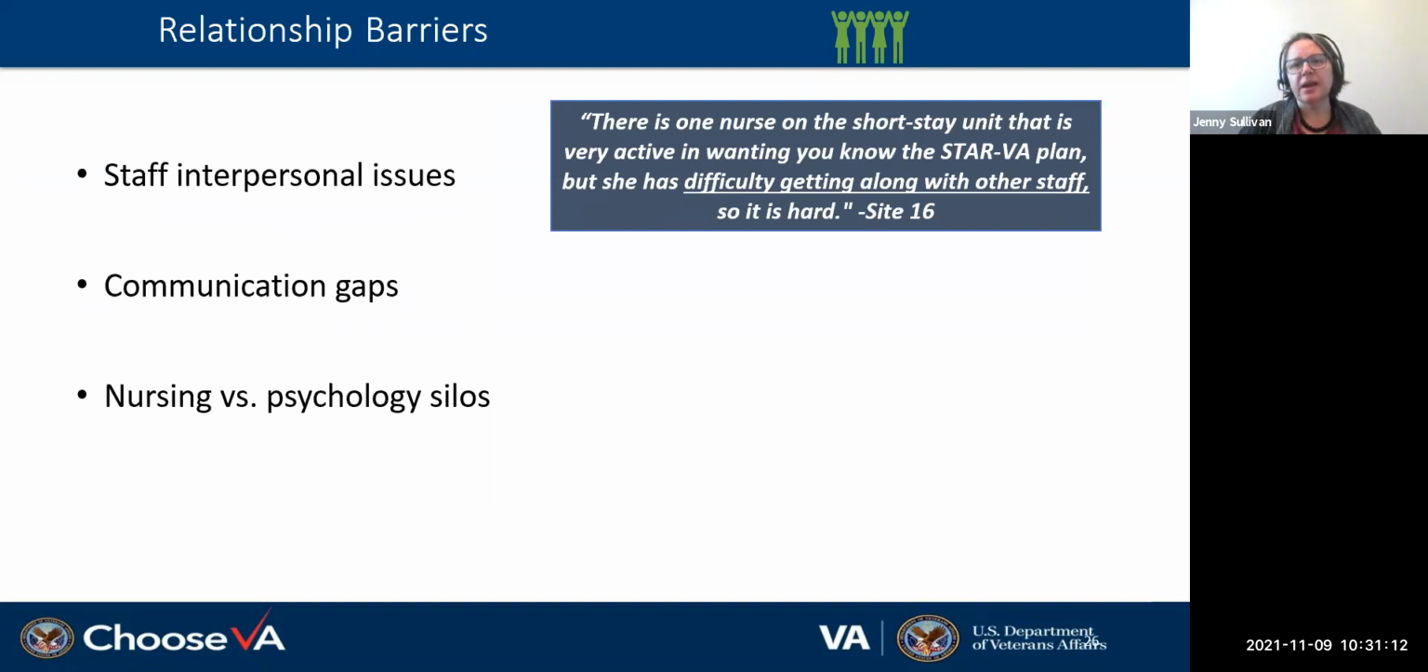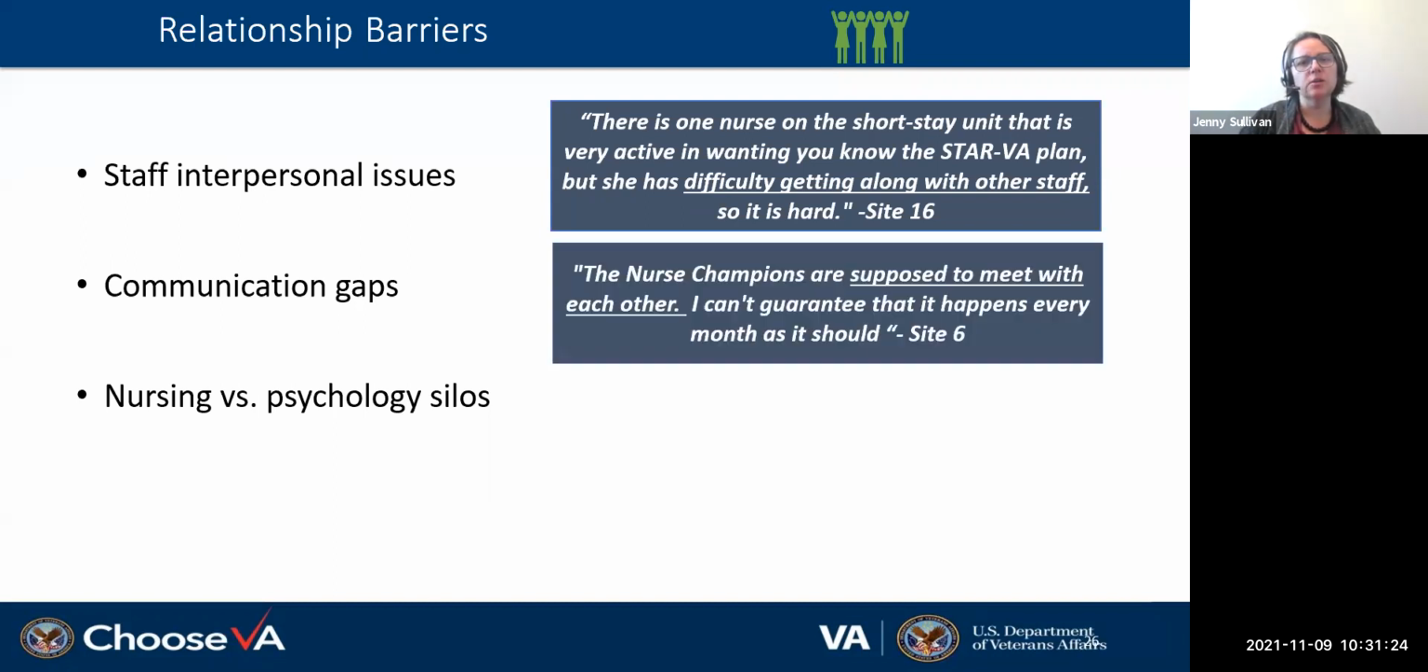6 sites discuss gaps or needs in communication within or across teams, such as needs for more meetings where other services were included, or communication gaps due to some poor documentation or unclear communication channels. And a quote here is, the nurse champions are supposed to meet with each other. I can't guarantee that it happens every month as it should.